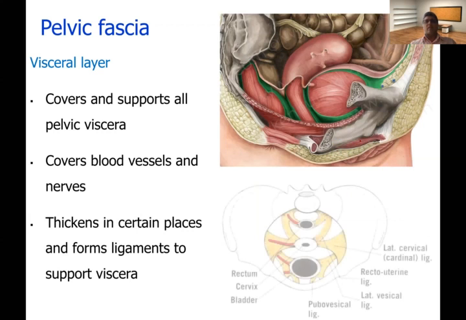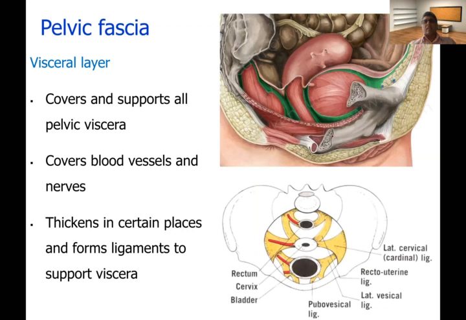And you can see in this diagram also, it's nicely put. You can see these green areas are actually visceral pelvic fascia. So they actually form septa between these organs. You name various septa, and it forms not only septa, it forms very strong ligaments that attach the pelvic organs to the lateral pelvic walls and stabilize these organs, especially the ligaments attached to the uterus. They are actually thickenings of the visceral pelvic fascia. Okay, it thickens in certain places and forms ligaments to support viscera.